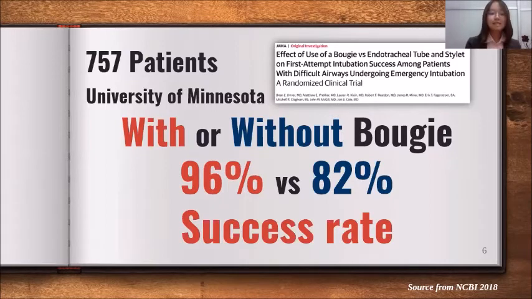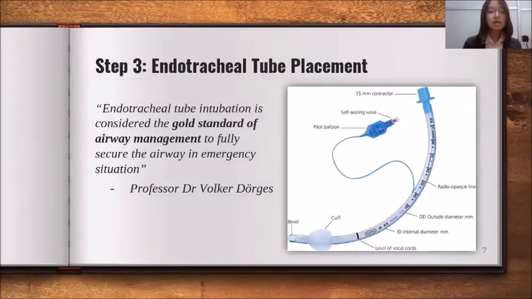So after the slitting open of the membrane and understanding the importance of a Bougie insertion, I will move on to the endotracheal tube placement and how to secure it in place. Professor Dr. Volker Dort's Department of Anesthesiology and Intensive Care Medicine states that endotracheal tube intubation is considered the gold standard of airway management to fully secure the airway in emergency situation. The placement of it is confirmed with an end-tidal capnography.